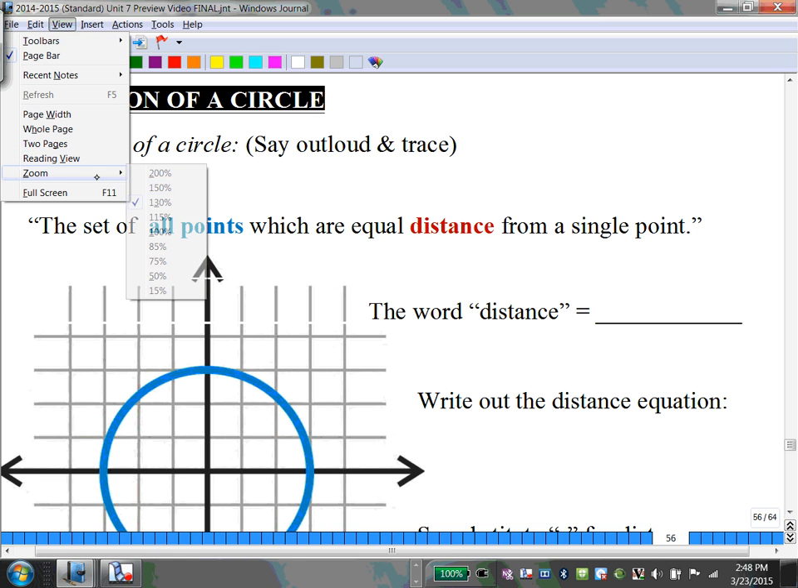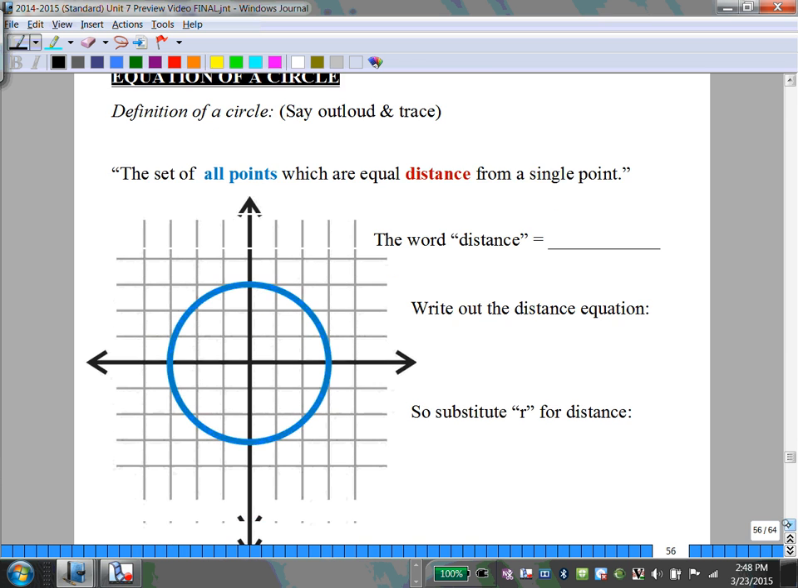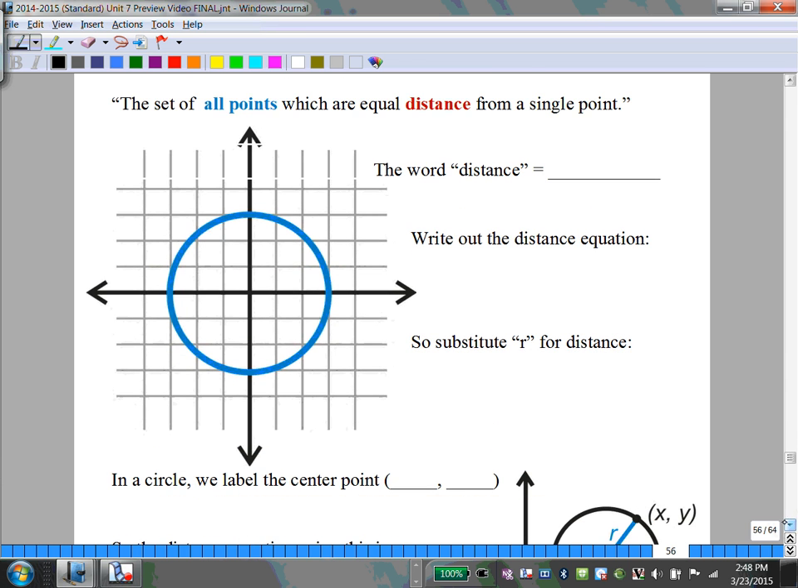Now I'm going to read first, put your pencil down. All I want you to do is watch. Definition of a circle. Put your pencil down and watch. Ready? It's the set of all points which are equal distance from a center point.